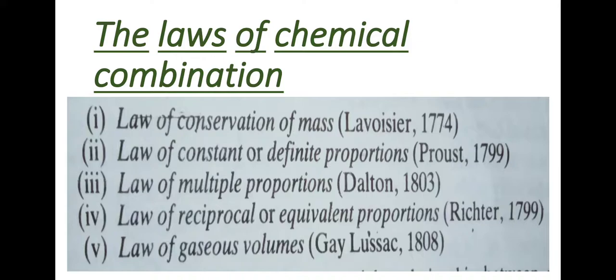In fact, there are 5 rules, but today, as per your curriculum, we are going to study the first 2 rules, which are the law of conservation of mass proposed by Lavoisier, who was a French scientist. Another is the law of constant or definite proportions. It was a law proposed by Proust in 1799. So let us see how these 2 laws govern various aspects of a chemical reaction.